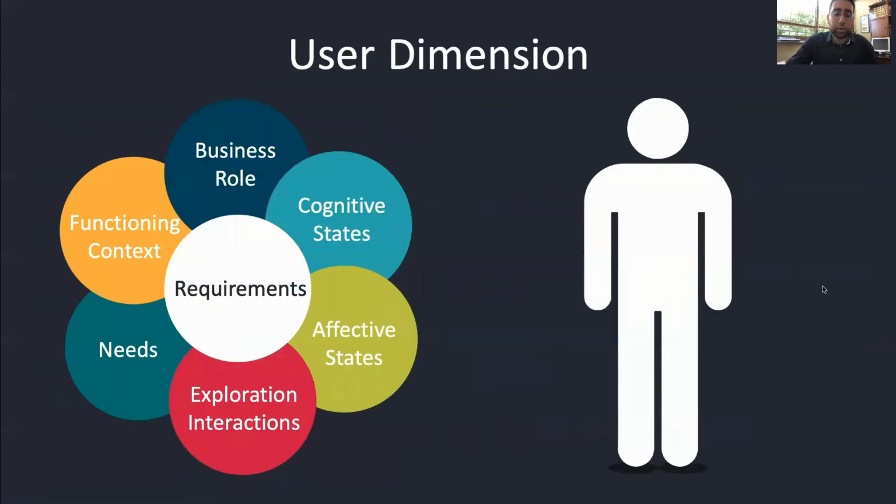Next, we describe the user dimension, which defines the user in terms of the functioning context of the user, the needs, the exploration interactions, the requirements of the user, affective states and cognitive states, and of course, the business role. Now, the business role is an important factor here that brings the business context into this dimension. And this is important since the business role can be further used for adapting visualizations, since it defines the type of tasks a user is doing or the level of knowledge the user has on this role.